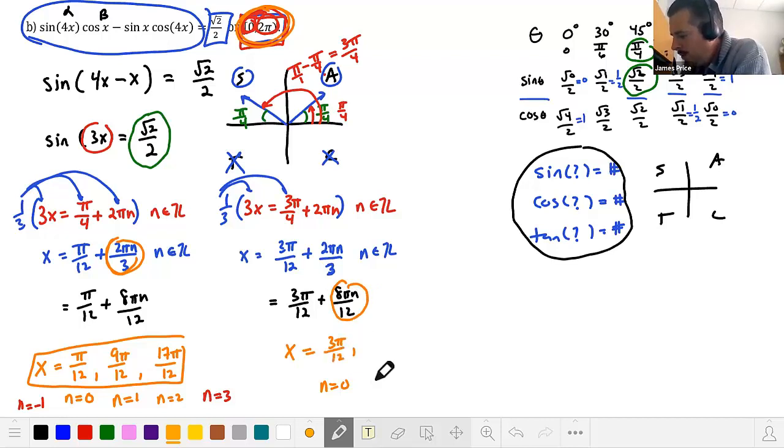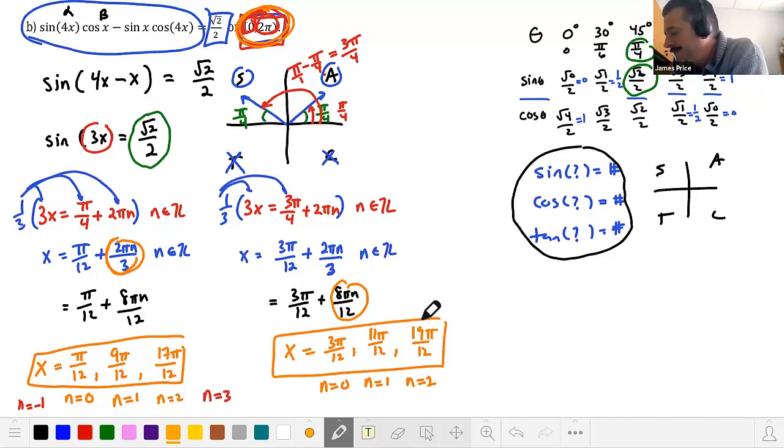And then when n equals 1, you add one of these because n is 1. So add one 8 pi over 12 to 3 pi over 12, and you get 11 pi over 12. And when n is equal to 2, you add another 8 pi over 12, because it's 2 times that. So you add one more 8 pi over 12 to 11 pi over 12, and you get 19 pi over 12. And that will be our last answer. And you can leave it like that.